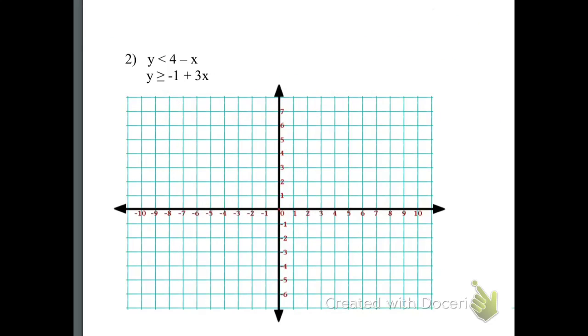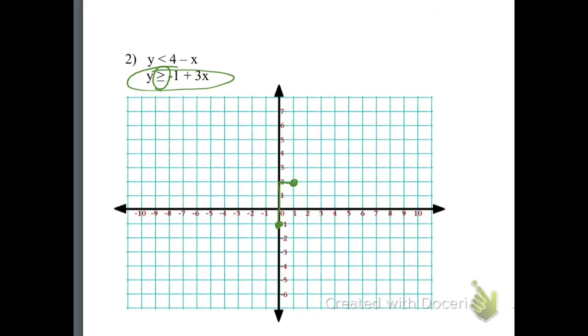Oh man, we're only almost 4 minutes in. We could probably finish this up, at least get number 2 done. Okay, number 2, I'm going to graph this bottom one in red. It has a y-intercept of -1, which is going to be right there, and it has a slope of 3, so I'm going to go up 3, right 1. I got another point.